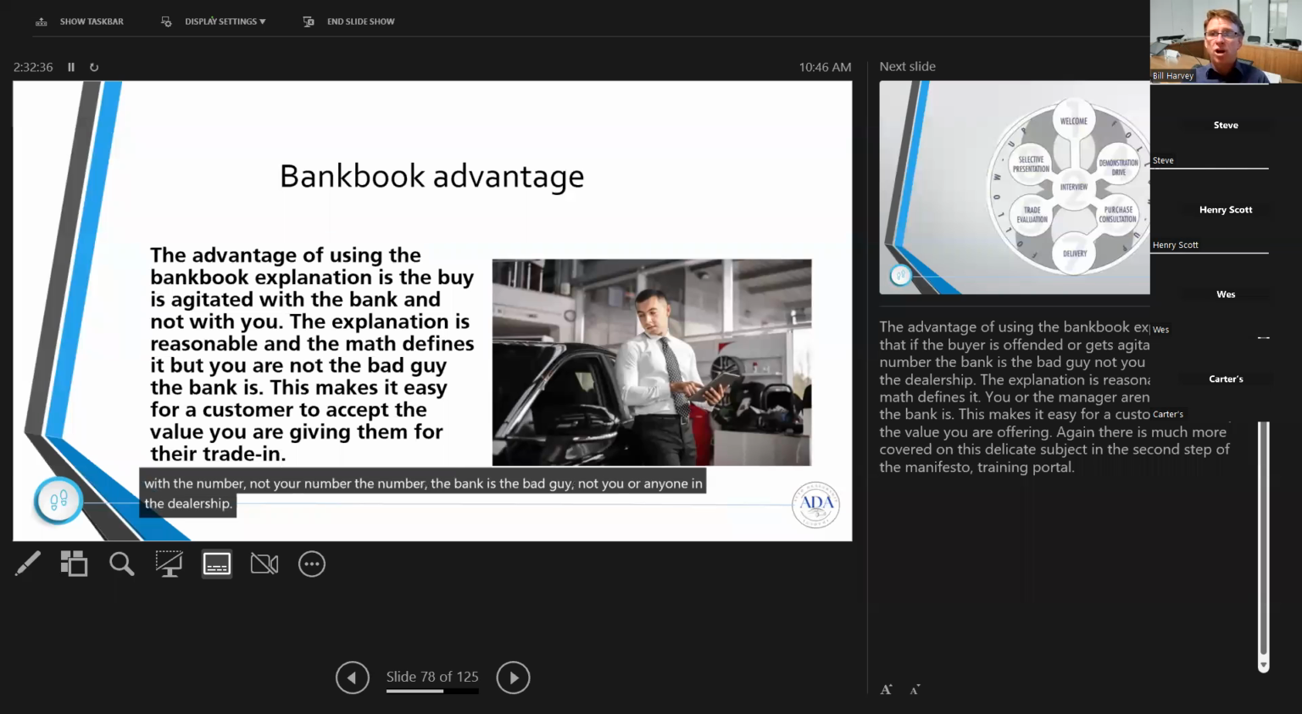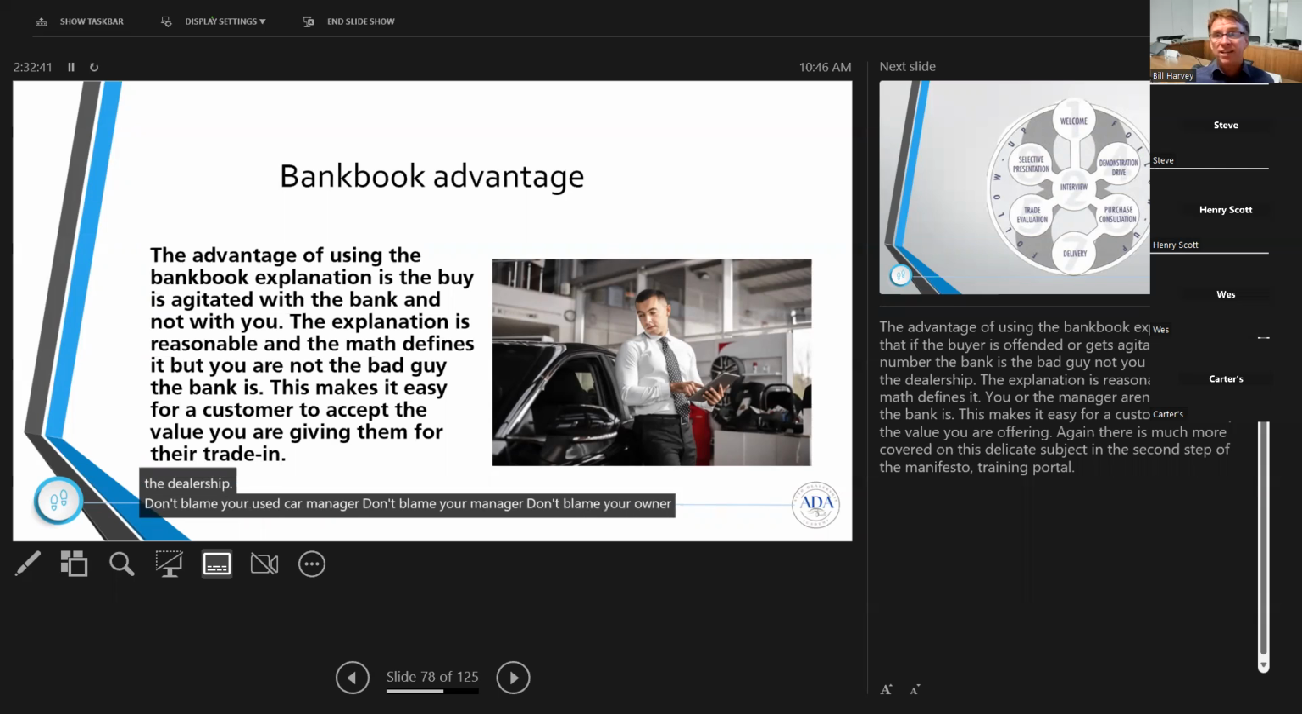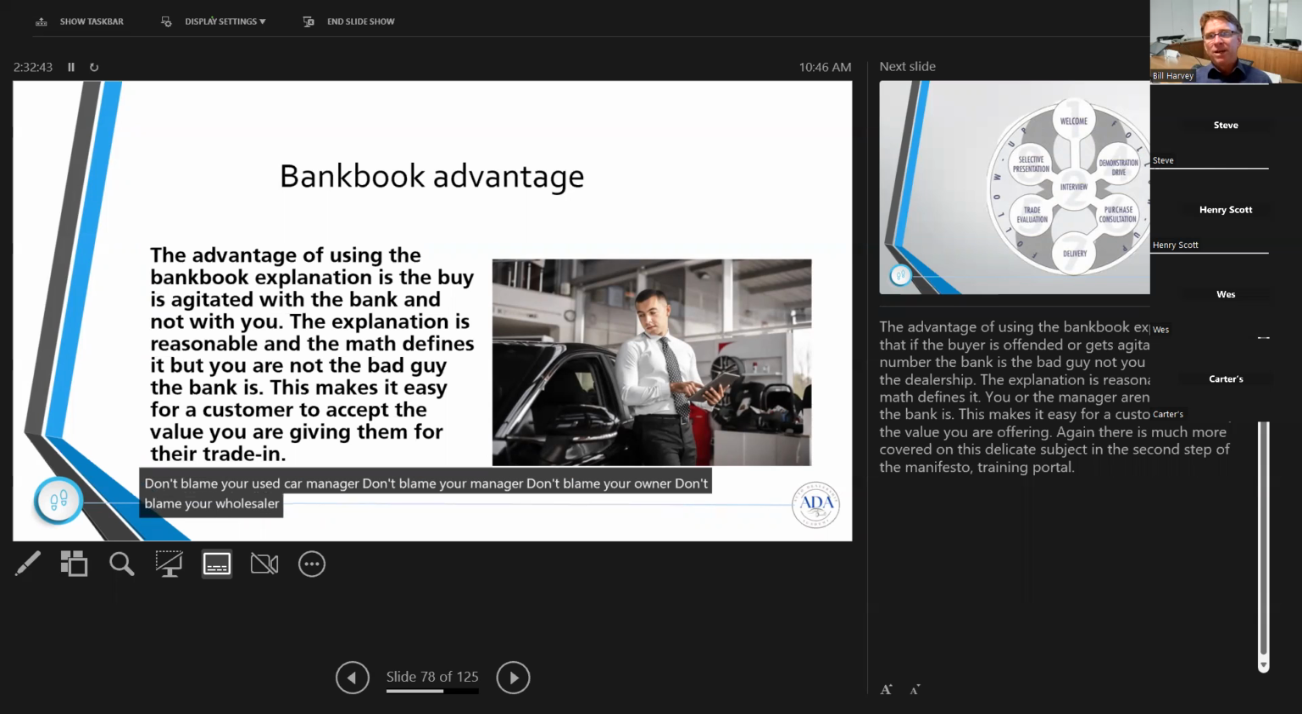Don't blame your used car manager. Don't blame your manager. Don't blame your owner. Don't blame your wholesaler. Don't blame anybody. Blame the bank. It's like blaming the government. It's just acceptable to blame them, unless of course, they work for the bank.